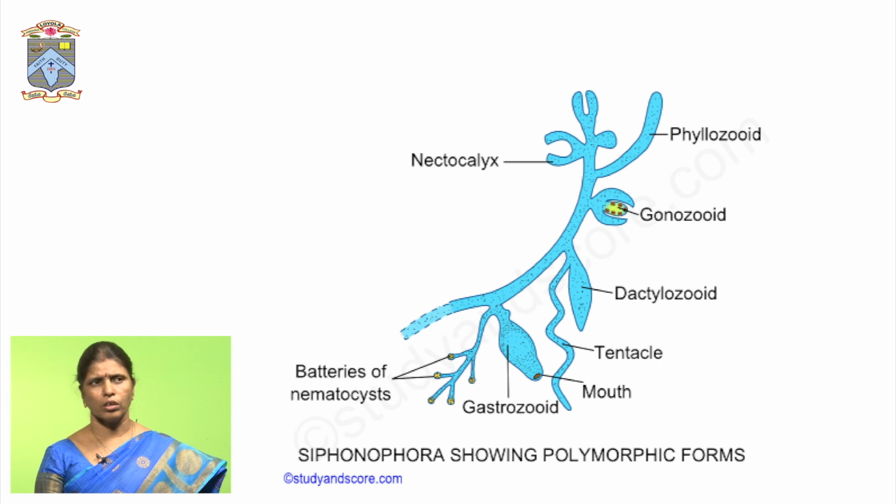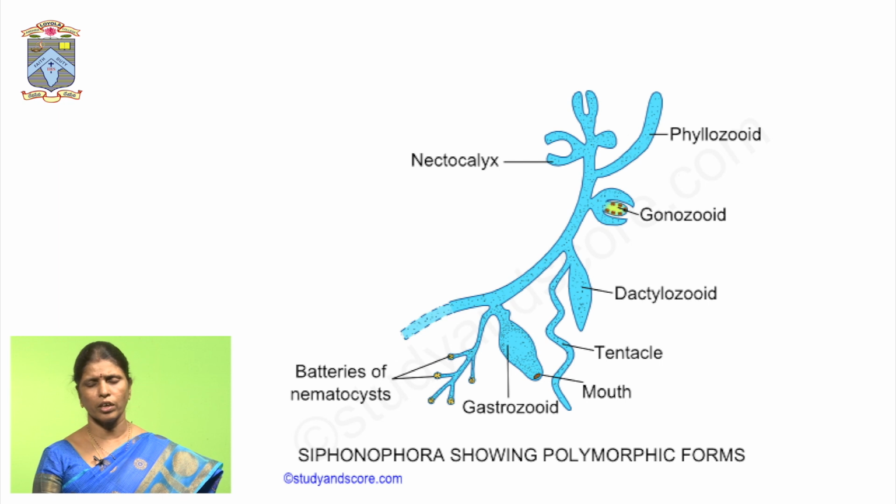Have a look at this slide, where a colony has different individuals with different modifications. Phyllozoid: the term phyll indicates a leaf or bract, so they are bract-like or leaf-like zooids. Next is gonozooid, which is mainly meant for reproduction. Dactylozooids do not have any opening like a mouth, and they are mainly meant for the defense mechanism. And tentaculozooids have very long tentacles.